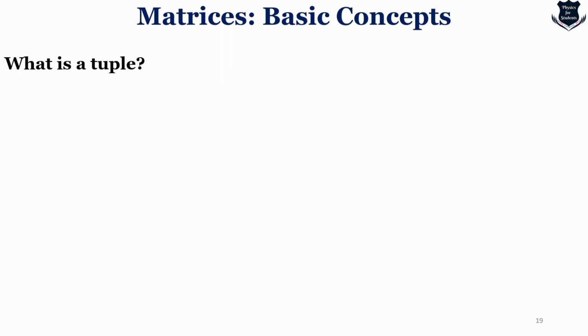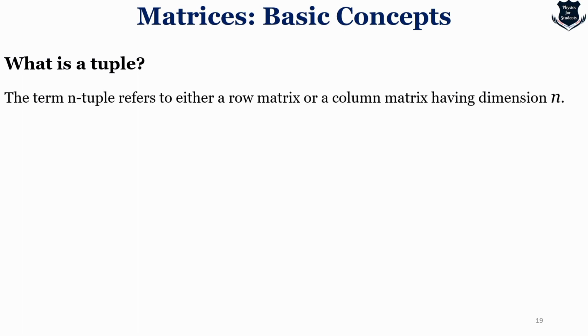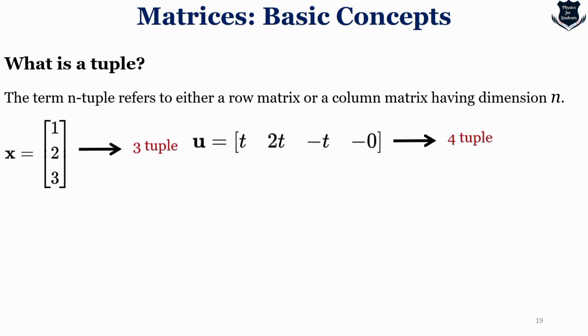It is called a tuple. The term tuple refers to either a row matrix or a column matrix having dimension n. So the term n-tuple refers to either a row matrix or a column matrix of dimension n. So if we take something like x equals 1, 2, 3, it is a 3-tuple. This one is a 4-tuple, right?